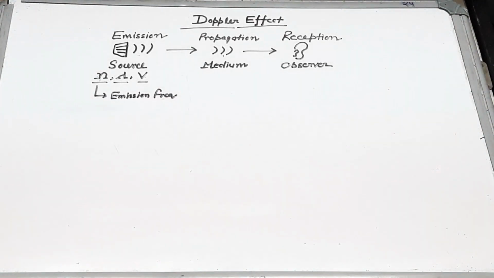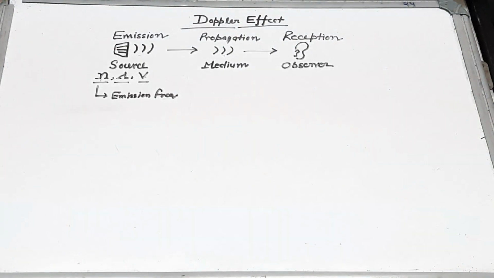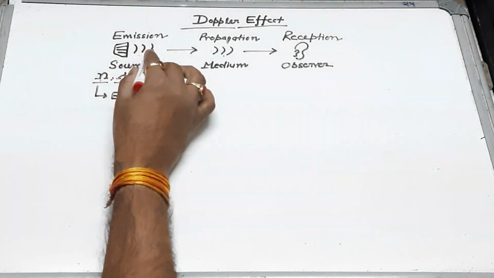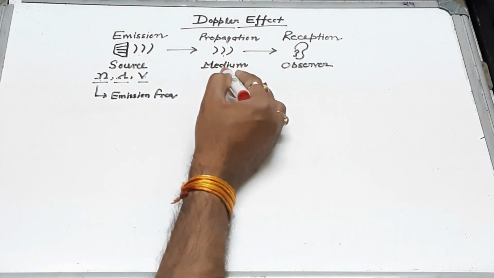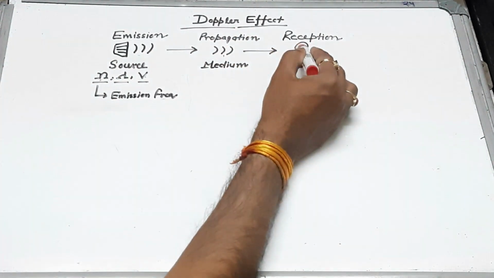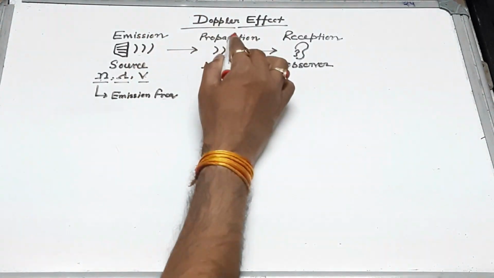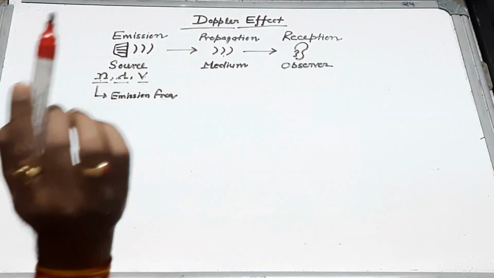Hi everyone. So today we will discuss the Doppler effect in case of sound wave. Before discussing the Doppler effect, first we understand how a sound wave is received by an observer which was emitted by a source. So there are three processes. Source emits a sound wave in the form of pulses. It propagates through a medium and at the observer's ear it is received. So three steps are involved: emission, propagation and reception.